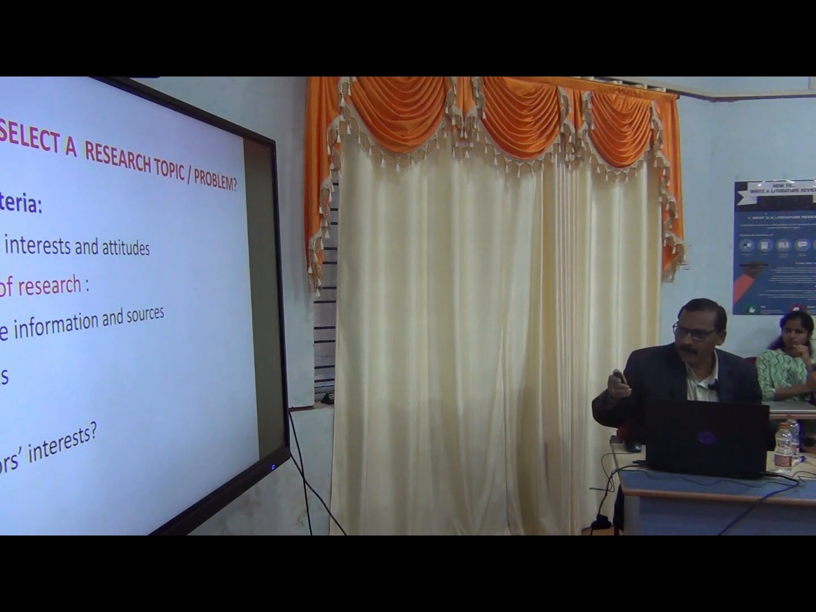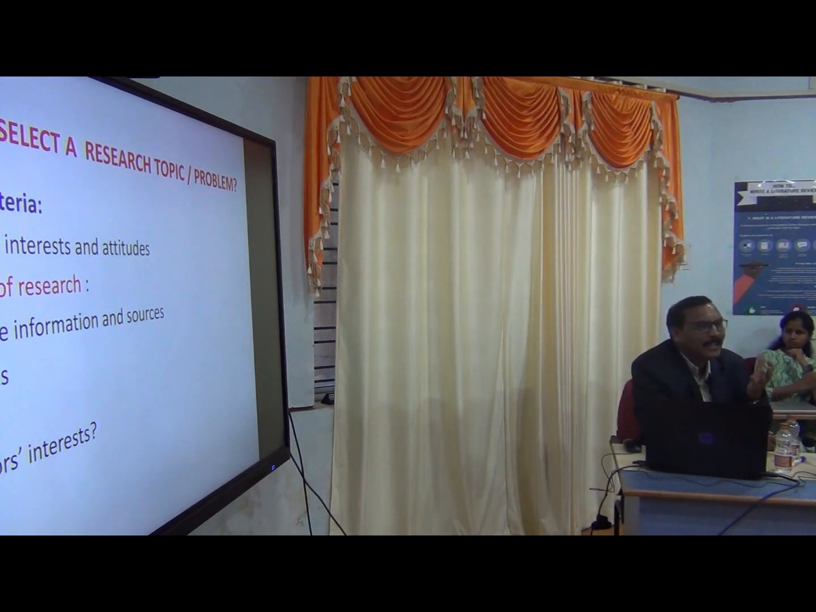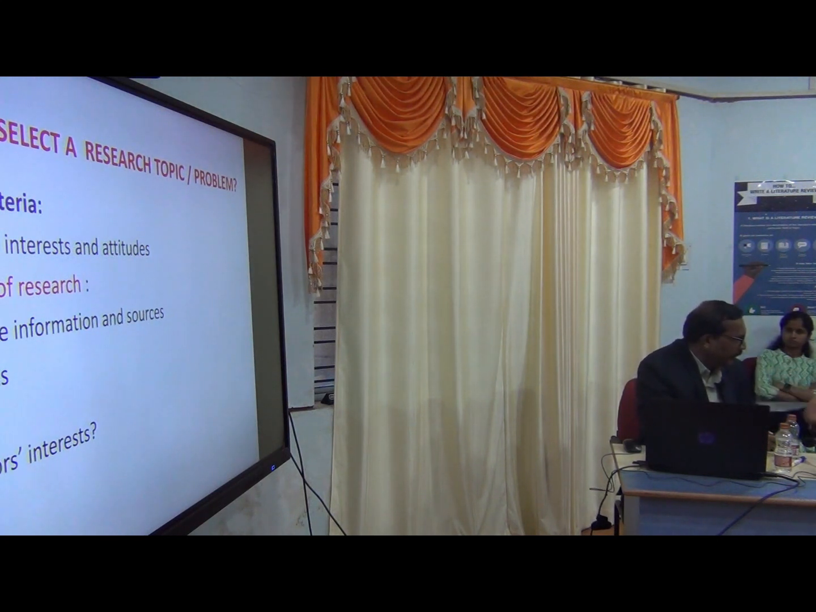That is number three. Fourth is your possibility of collecting information or sources. When we select a topic, you have to check what is the possibility of collecting the necessary data. When I am talking about necessary data, concentrate on secondary data, because collecting primary data is not very difficult. We can prepare a questionnaire, we can prepare a schedule, we can conduct interviews, we can carry out group discussions, etc. So generating primary data is not very difficult. Collecting secondary data is very difficult because it is not in our hands.